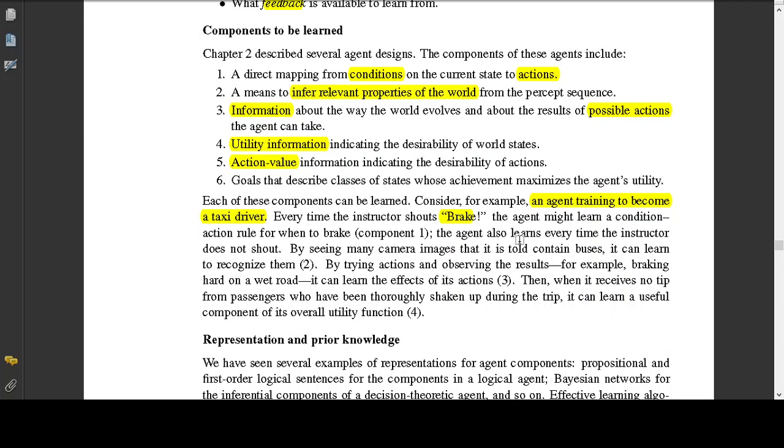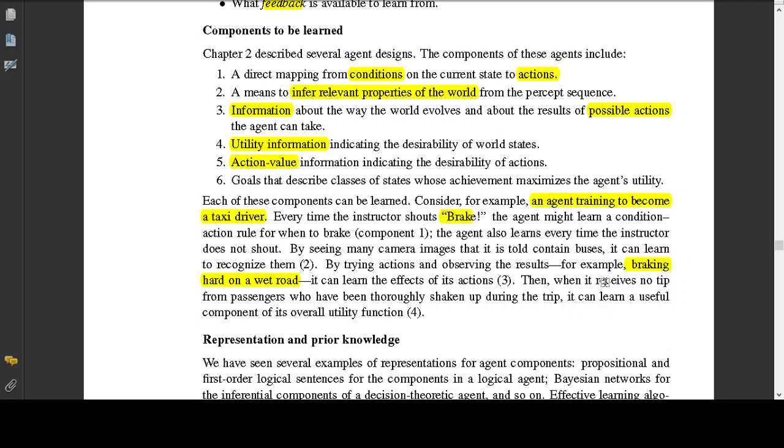So it has to infer from every experience. When the instructor shouts or when he does not shout, every time the system has to learn. Then by trying actions and observing the results, for example braking hard on a wet road. Those are experiences: on a wet road, how the brake works, and on a dry road, how it works. So that is the third point, information about how the world evolves, and about its possible actions in every condition.